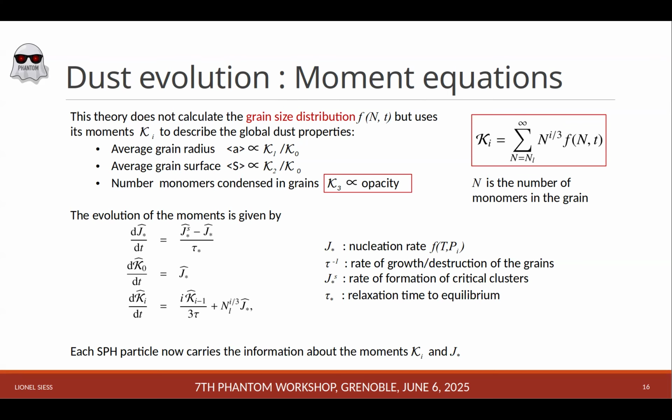And the beauty of that theory is that, from those moments, you can get the average grain size, typically proportional to K1 over K0. You can have the surface of the grain, K2 over K0. And K3 is the most important because it gives you the volume of your grain. And if you use the Mie theory, that can be related to the opacity in the small particle regime. So all this business, solving these equations plus the chemical network, is just to get kappa, because this is the thing that we want.